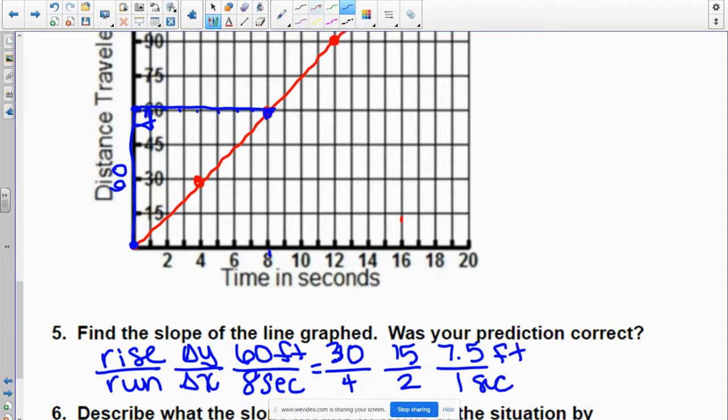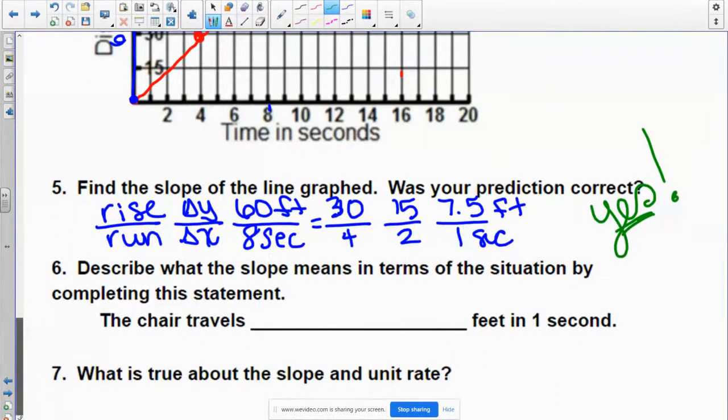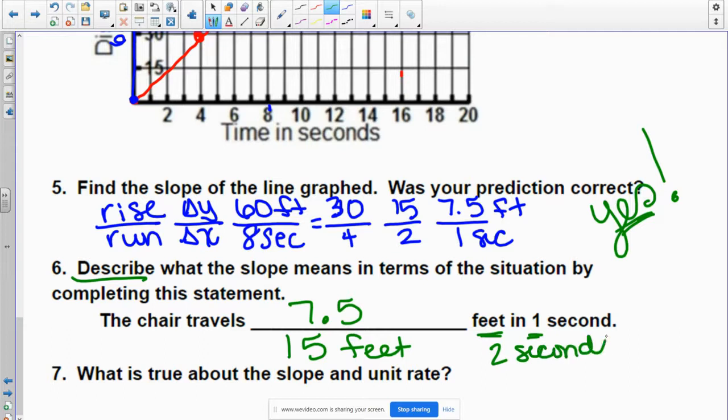So the question is, is my prediction correct? Was I right this whole time? Yes, I keep writing the same numbers, 30 over 4, 15 over 2, and then finally the unit rate of 7.5 feet in 1 second. So the last thing here is we're going to describe what the slope means in terms of the situation by completing the statement. The chair travels 7.5 feet every 1 second, or you could have said the chair travels 15 feet in 2 seconds. Any equivalent amount or proportional amount would work.